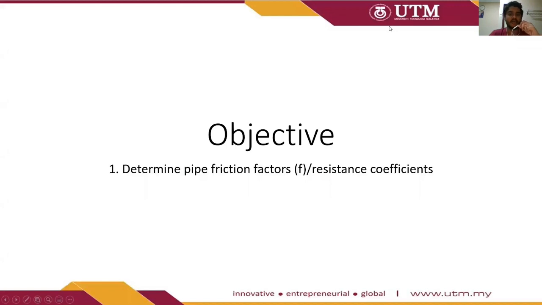Good evening. Now I'm going to explain the objective. Our first objective is to determine pipe friction factors, which are also known as resistance coefficient. What is pipe friction factors? Pipe friction factors are loss in pressure of a fluid due to the interaction between the fluid and the pipe.